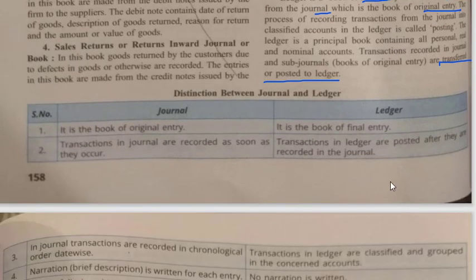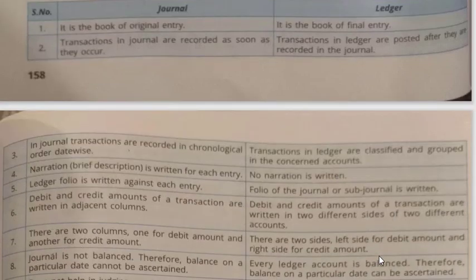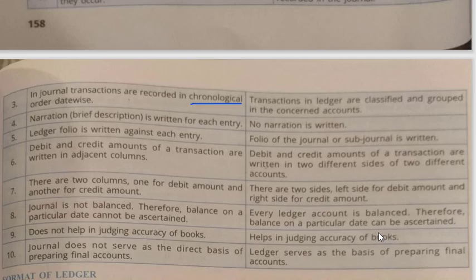Now let us first understand the distinction between a journal and a ledger. First, the journal is the book of original entry. Ledger is the book of final entry. Transactions in the journal are recorded as soon as they occur, and transactions in the ledger are posted after they are recorded in the journal. Third point of distinction: in journal, transactions are recorded in chronological order, day by day, and transactions in ledger are classified and grouped in the concerned accounts.